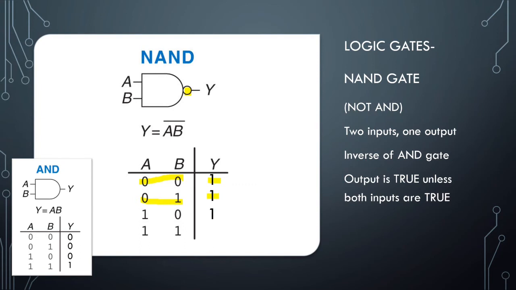Same thing, when A is the only one that's true, our output is true. Now remember, it's the opposite or the inverse. So in a NAND gate, when both inputs are true, our output is going to be false. So we can see here that our NAND gate outputs are the exact opposite of our AND gate outputs.